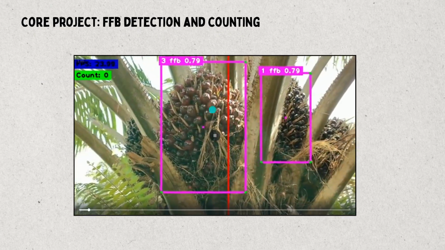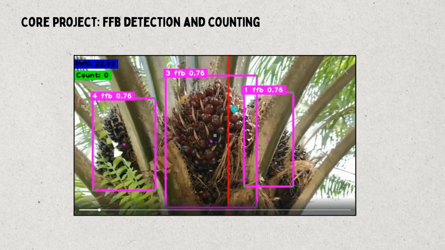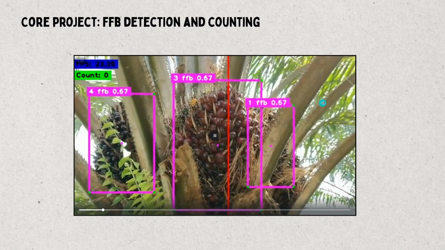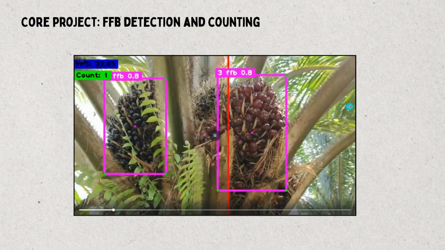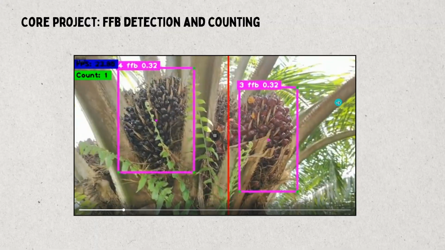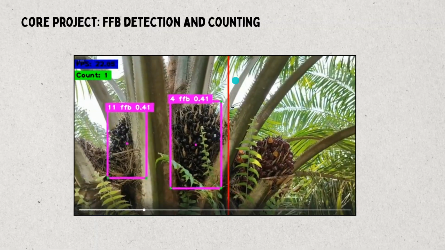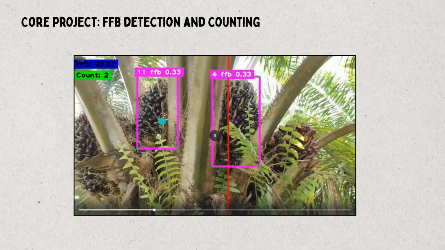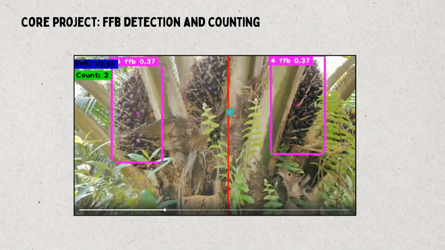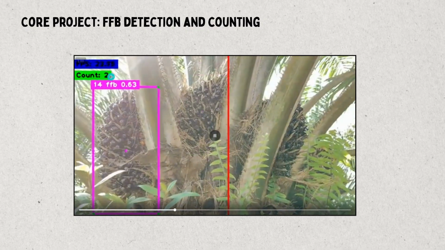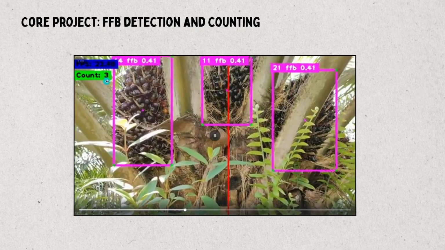Okay, this is the inference test of this project. The middle line is the counting line. Whenever the center point of the bounding box crosses it, the count will plus one. Let's see. Okay, plus one.